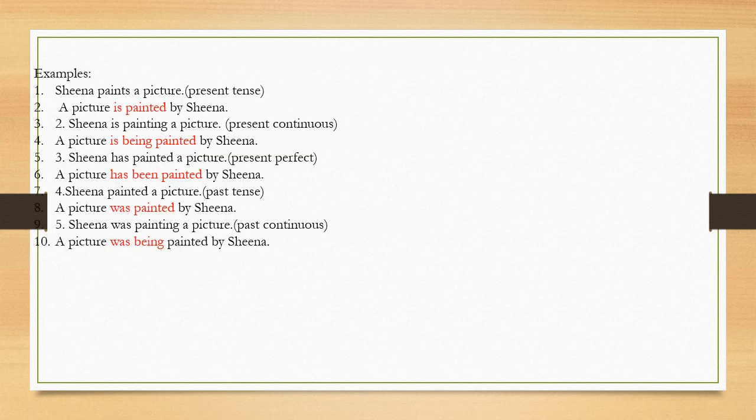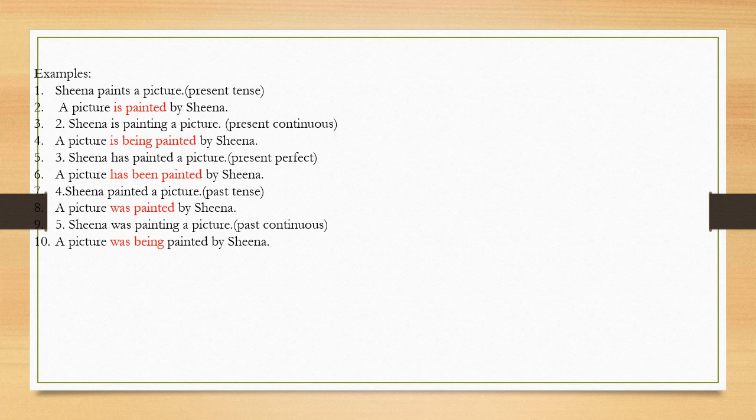Clear? Now here I have some examples. I've written according to the tenses. Example 1. Sheena paints a picture. Paints is in present tense. First divide into subject, verb, object. Then make the new subject a picture. Add the verb is. And the participle of paint is painted. Add preposition by. And then the old subject becomes the new object.